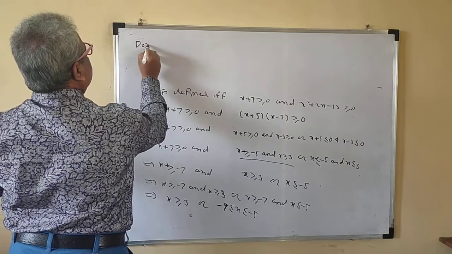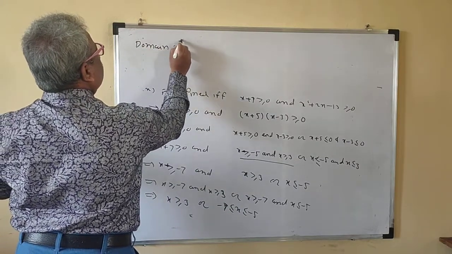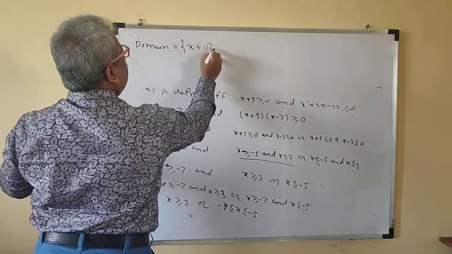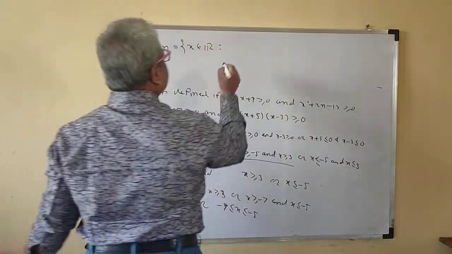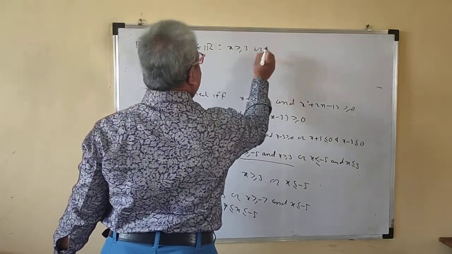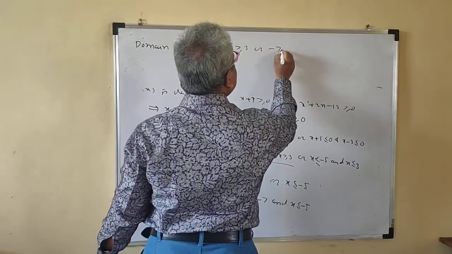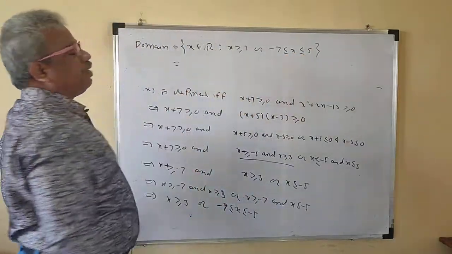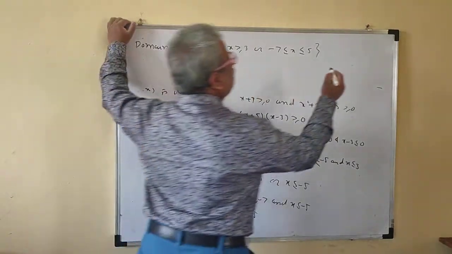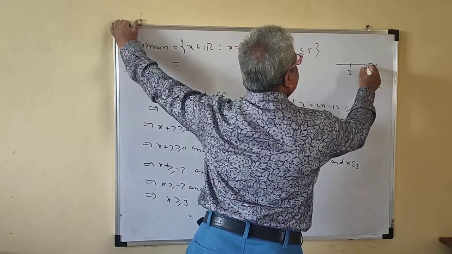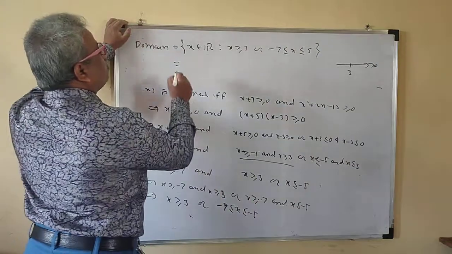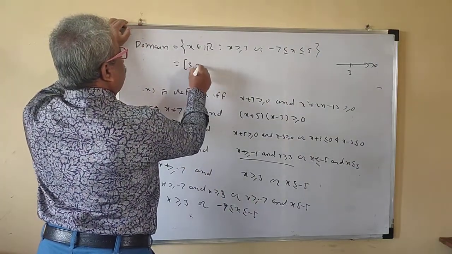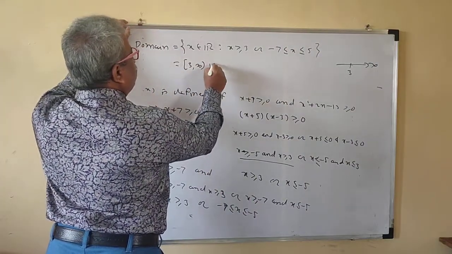Domain: x belongs to R such that x is greater than or equal to 3 or minus 7 is less than or equal to x less than or equal to 5. If you want to write this in terms of interval, what will we write? See, x is 3 here, minus infinity is here. It is closed at 3, so 3 to infinity, open, union.